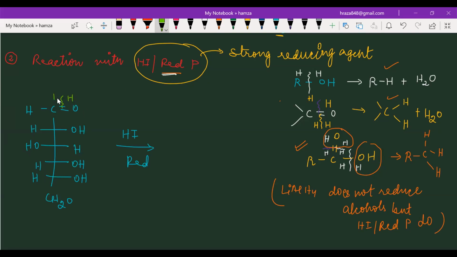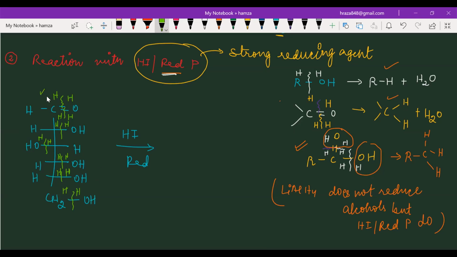One bond will be broken, it will be like this. Second bond will be broken, it will be like this. Now this bond will be broken, hydrogen will be here. This bond will be broken, hydrogen will be here. This bond will be broken, hydrogen will be here. Again, this bond will be broken, hydrogen will be here. Okay, now you can see this is OH. Again, this bond will be broken and hydrogen and hydrogen.